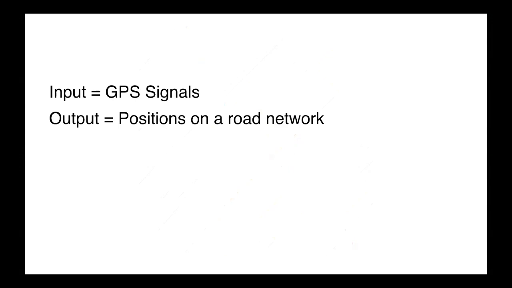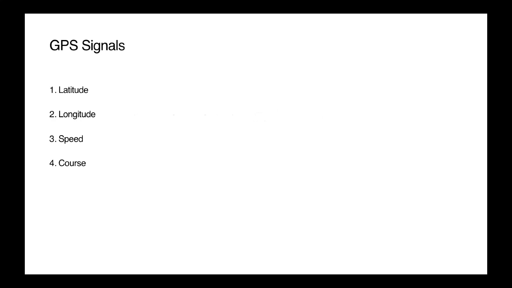So this is just recapping that. Map matching is taking in as input raw GPS signals and producing as output positions on an actual road network. So let's break down the input a little bit more. When I say we take in raw GPS signals, what we are really talking about is raw latitudes and longitudes that are reported by the phones, along with speed, which is how fast the vehicle is traveling, and also the direction that the vehicle is traveling, which is called the course of the vehicle.